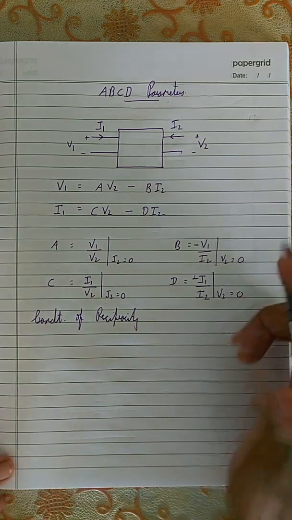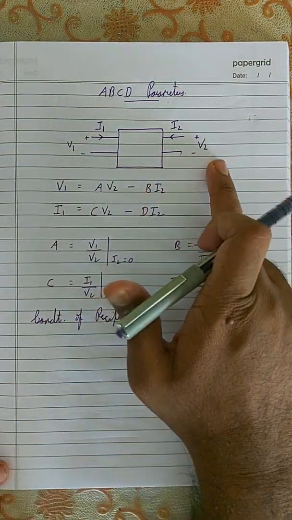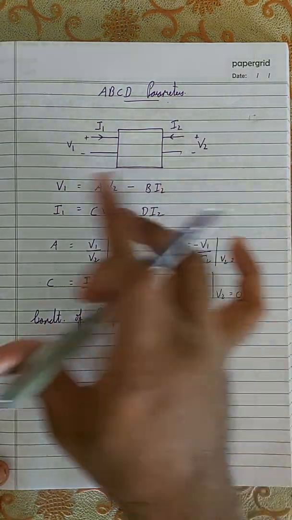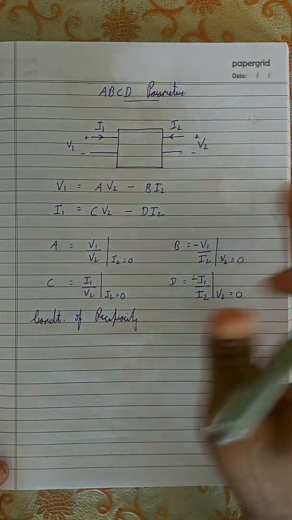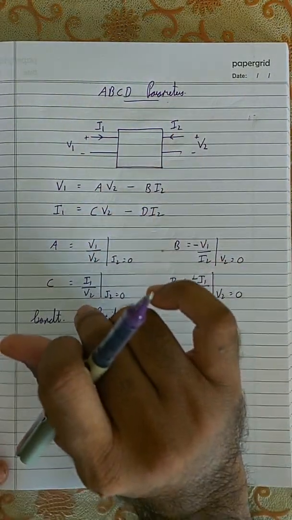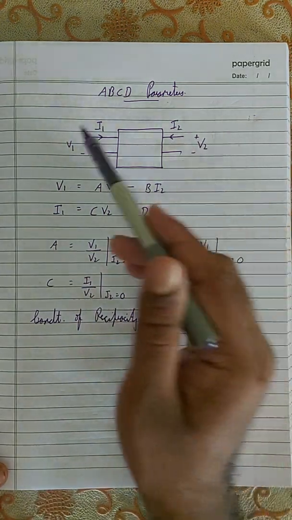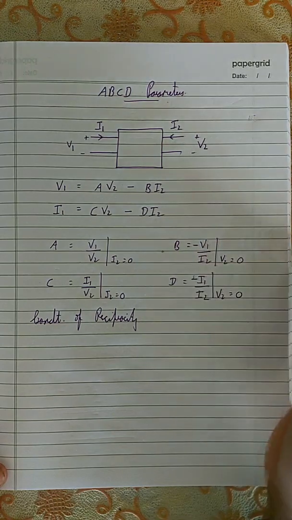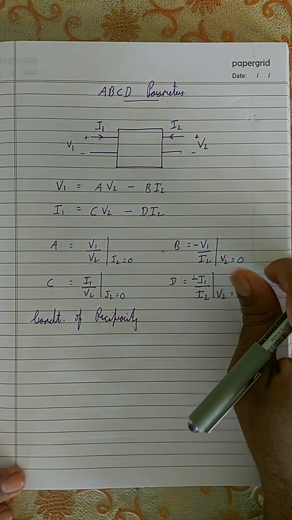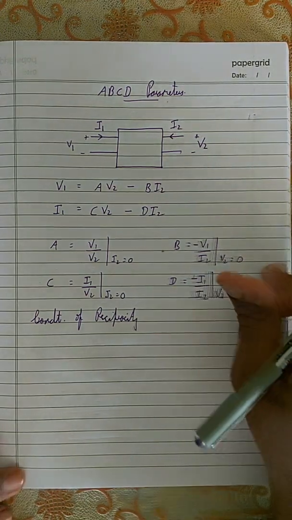First, I put the excitation in the input port and the response in the output port. Then I find the ratio between excitation and response. Then I reverse the positions: in the second case I put the excitation at the output port and the response at the input port, and again find the ratio of excitation to response. If both ratios are equal, then the network is said to be reciprocal.